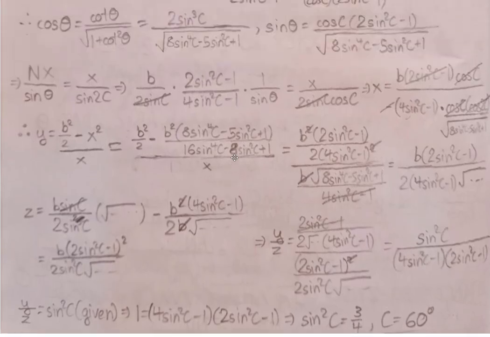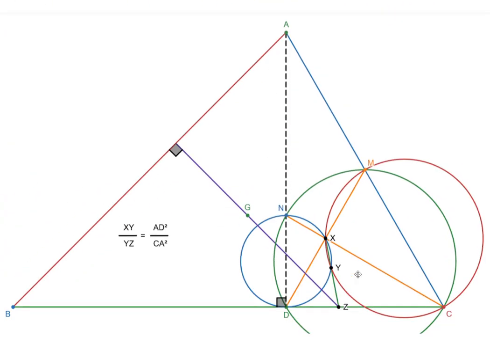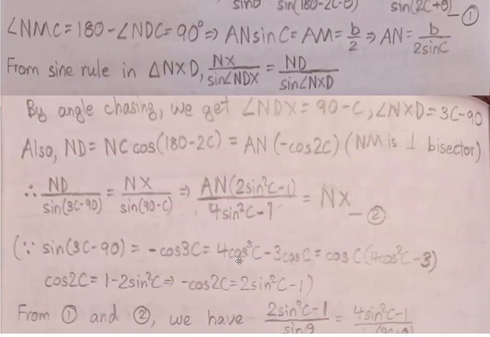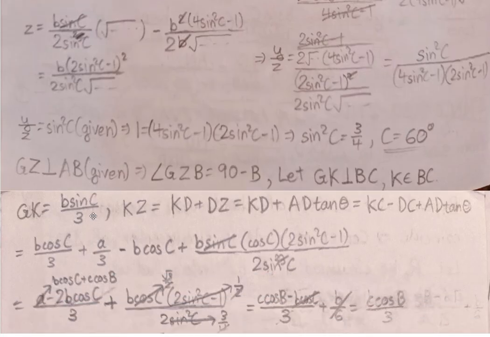And fortunately for the question, notice that AD squared by CA squared is just sine square c. So the sine square c over there cancels out. So this is gone. And now we just have this thing being equal to 1. And then after evaluating it, we'll just get sine square c is 3 by 4. And you know which angle has sine square c equal to 3 by 4? It's 60 degrees because sine 60 is root 3 by 2.